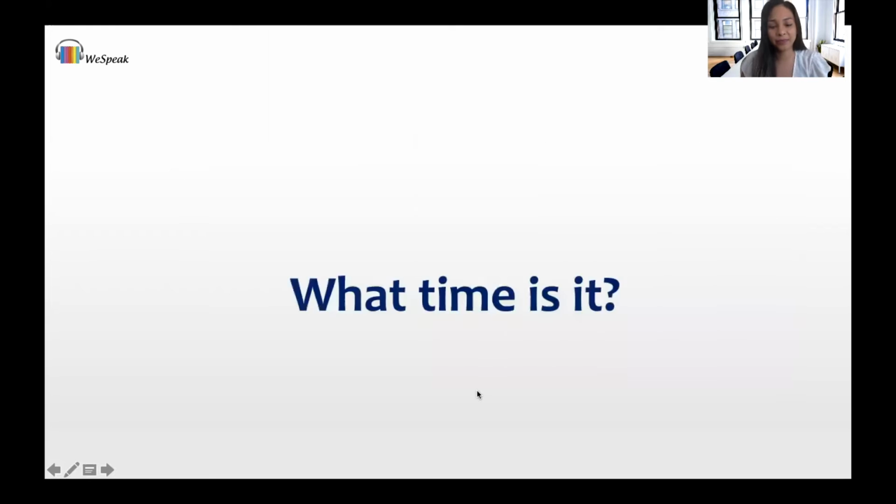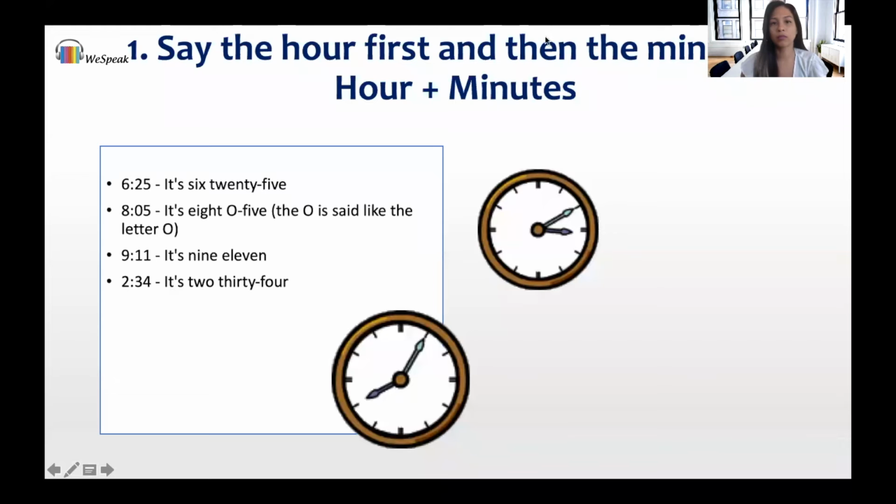Let's start. So the question to ask for the time is "What time is it?" There are different ways of telling the time. You can say the hour first and then the minutes. Hour plus minutes. For example, it's 6:25. First, the hour, 6, and then the minutes, 25.